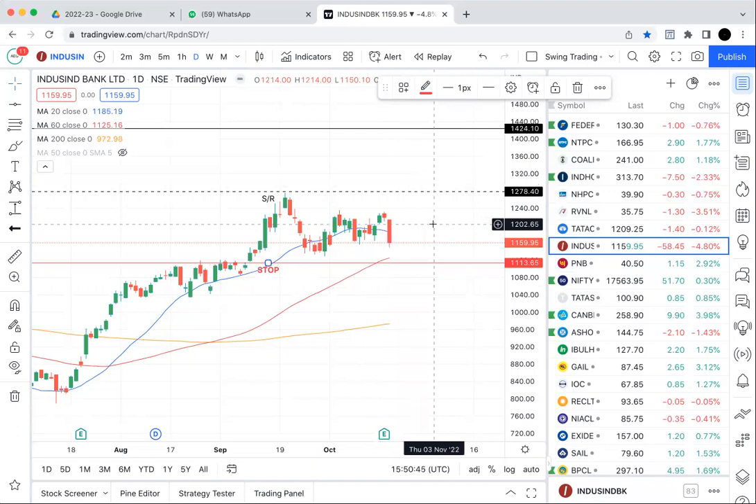Okay, I hope this is helpful to you. Five steps in learning to swing trade. Identify the trend, draw support and resistance. Look for breakout entry, and then set your stop loss. And then number five, plan your exit.